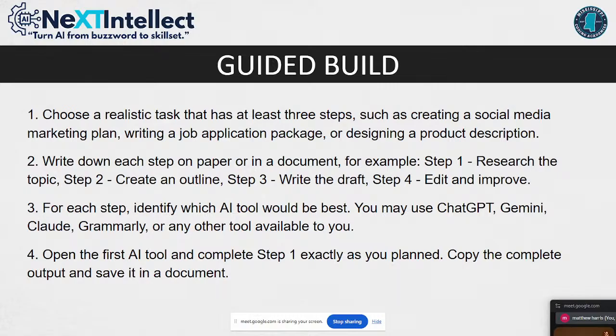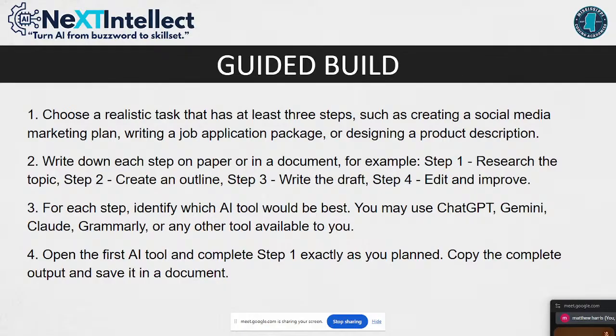So for the guided build, you think of a realistic task that has at least 3 steps, and it gives some examples like creating a social media marketing plan, or writing a job application package, or designing a product description. Write down each step on paper or in a document. For example, step 1, research the topic. Step 2, create an outline. Step 3, write the draft. Step 4, edit and improve.